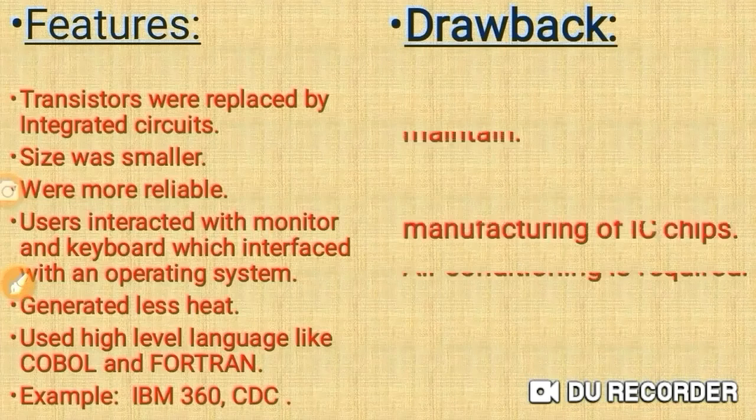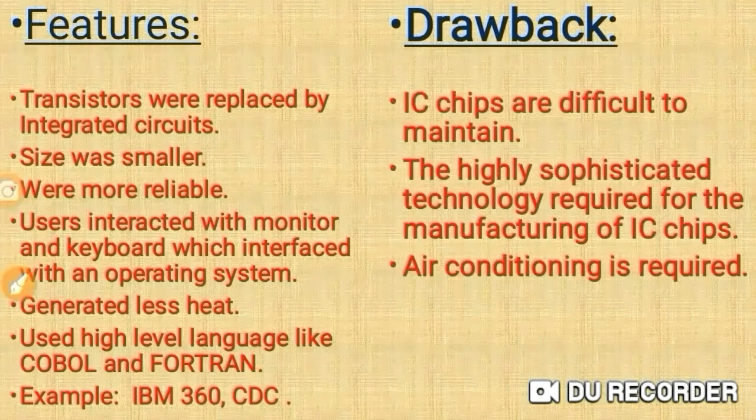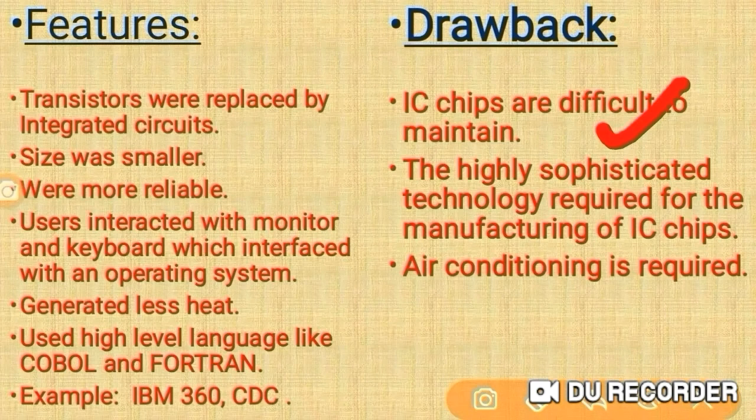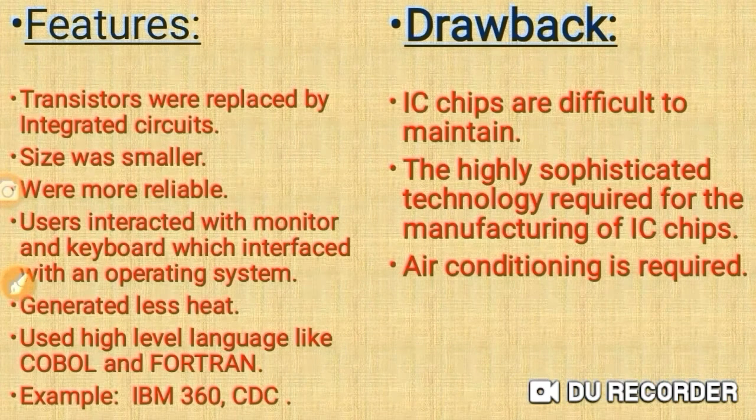Now, the drawbacks of this generation computers. IC chips are difficult to maintain because they are made up of semiconductor material. On the semiconductor chip, the small transistors were fitted. Highly sophisticated technology is required for manufacturing of IC chips. Though it produces heat, due to this air conditioning is required. So these are some features and drawbacks of third generation computers.